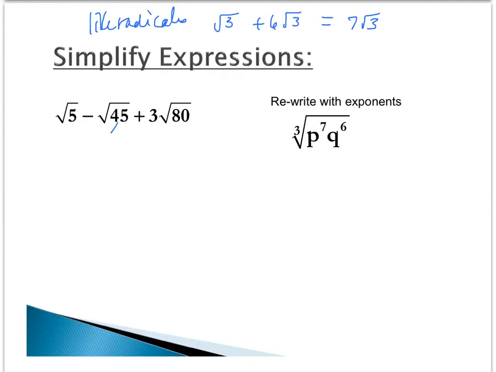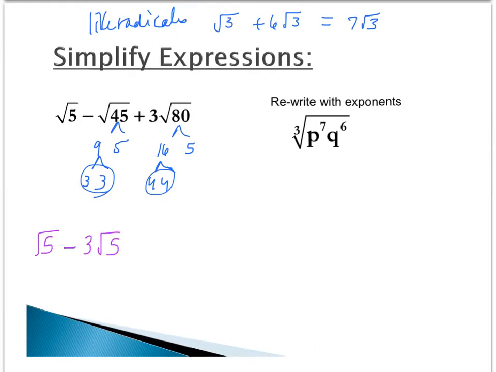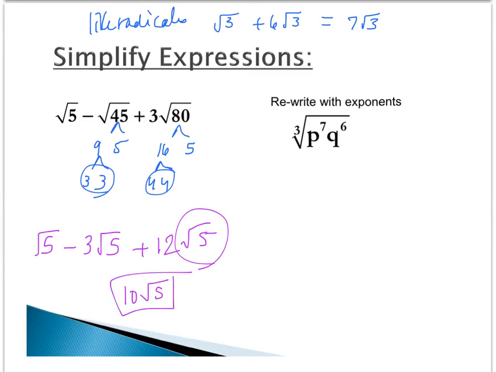If we look at this problem here, I can break down each of these. As I break them down, any pairs that I circle come out. If there is already a number out front, then the pair that comes out multiplies with the coefficient that's already there. So on my second term, the 3 that is there multiplies with the 4 to give me 12 root 5. Now that all of these terms have the same radicand, which is this part right here, I can go ahead and add the numbers in front. 1 minus 3 is negative 2, plus 12 is positive 10 root 5.